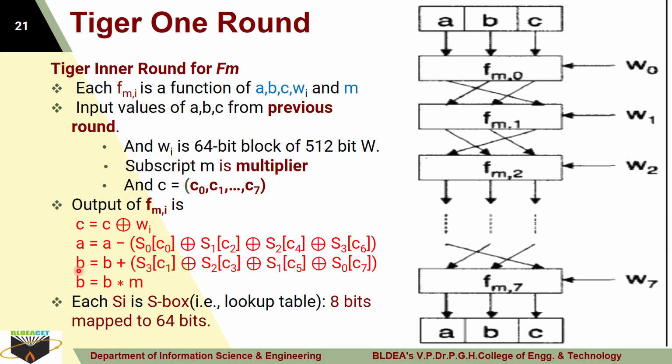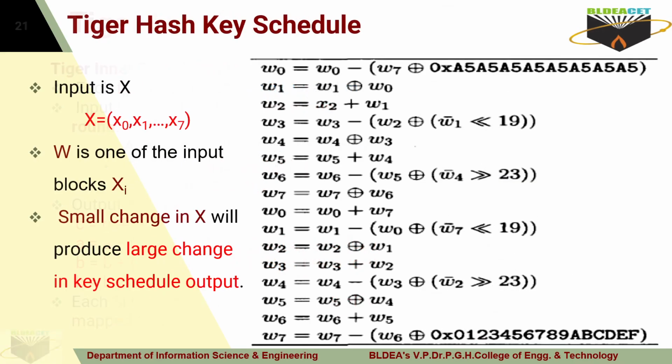Then what is the value for B? B is B plus addition. So the substitution of S3 XOR with the substitution of S2, XOR with S1 and XOR with S0. After applying this XOR operation, you perform addition of that result with B, and you take that result as the B value here. And B is once again modified with the multiplier. M is the multiplier. That is multiplied with B, and that B you take as the final value. So these A, B, C are the inputs to each f of m function here.